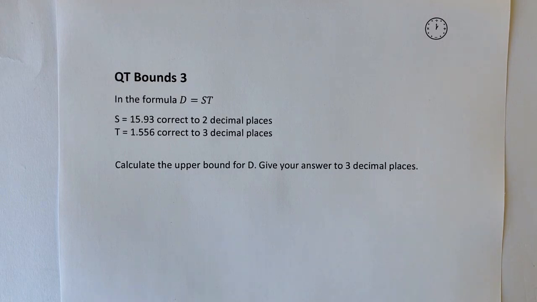Okay, so we're given the formula D equals ST, which I suspect is distance equals speed times time. Then it says S is 15.93, and the important thing is correct to 2 decimal places. So we need to just have a look at that.